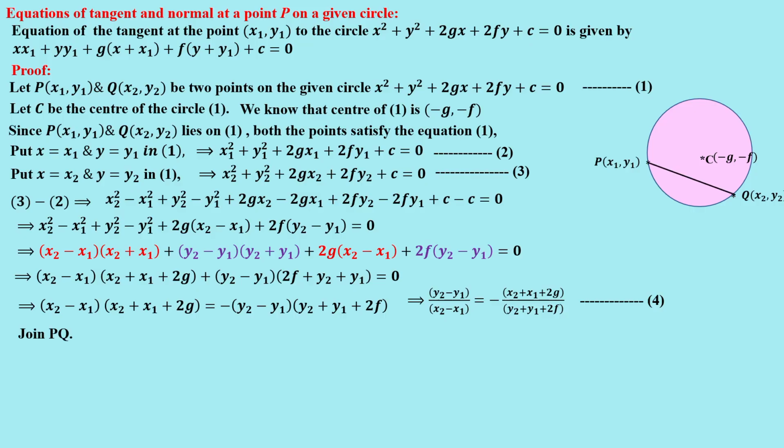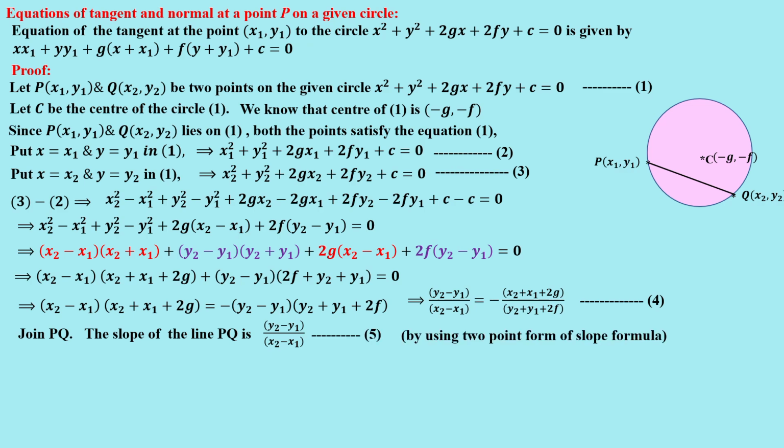Join PQ. The slope of the line PQ is (y2 - y1)/(x2 - x1), by the two-point form of the slope, because we know P(x1, y1) and Q(x2, y2). That is equation number 5. From 4 and 5, both are equal, so the slope of the line PQ is -(x2 + x1 + 2g)/(y2 + y1 + 2f). That is equation number 6.